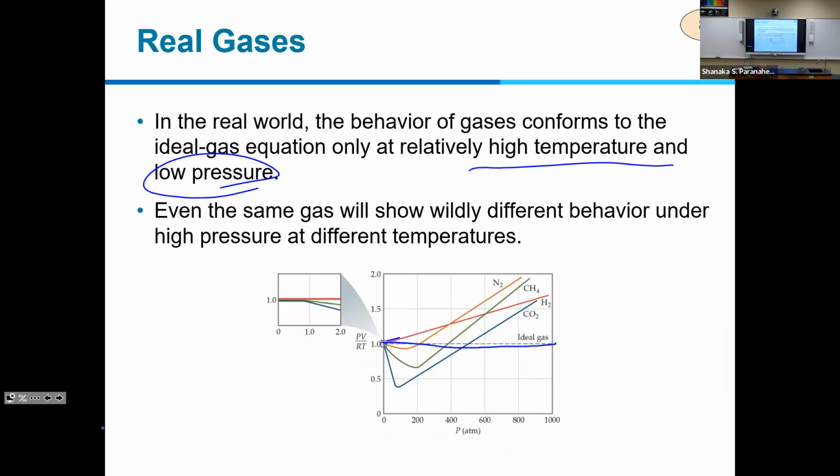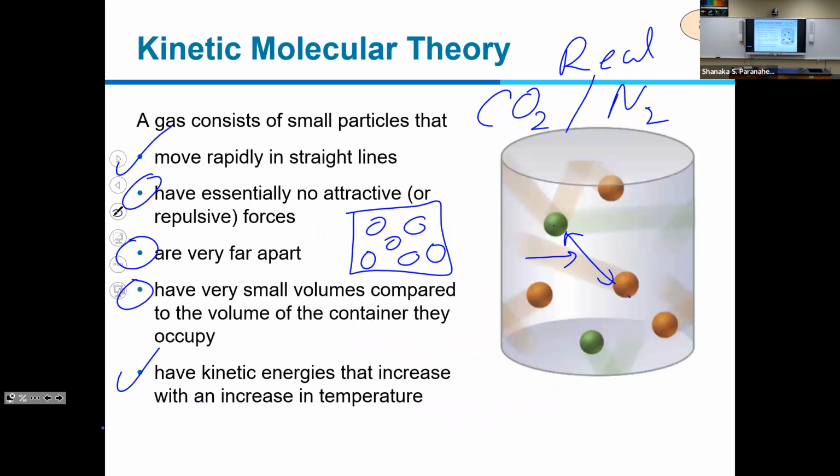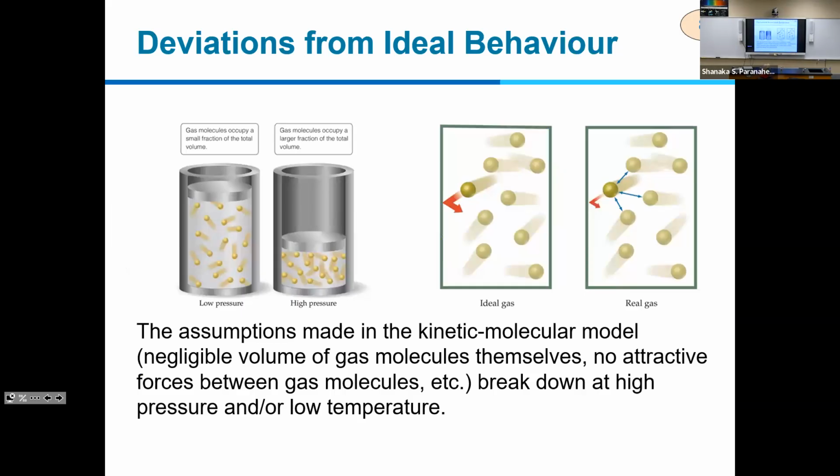Again, there's another equation derived for real gases at any temperature and pressure. There are some correction factors for pressure and volume, which we are not going to talk about. If you take Chem 2, you will learn that equation. We add correction terms for pressure and volume. That's the real gas or non-ideal gas equation, called the van der Waals equation. The same thing is explained in the last slide. At low pressure and high temperature, gases behave as ideal, and in this other condition, they do not behave as ideal gases. Any questions?